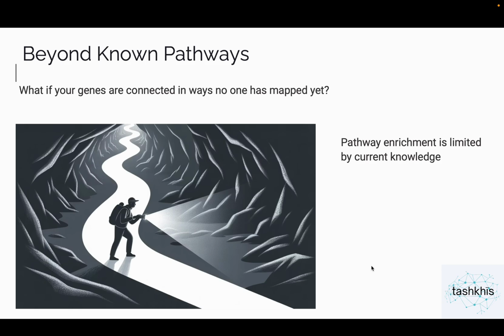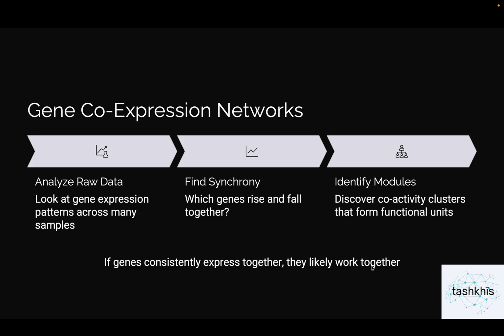But what if the pattern isn't in the known pathways at all? Pathway enrichment is limited by what scientists have already discovered and annotated. What if your genes are connected in ways no one has mapped yet? This is where gene co-expression networks come in.